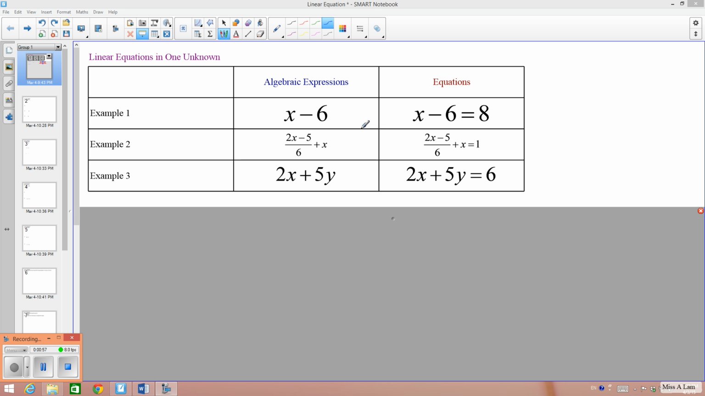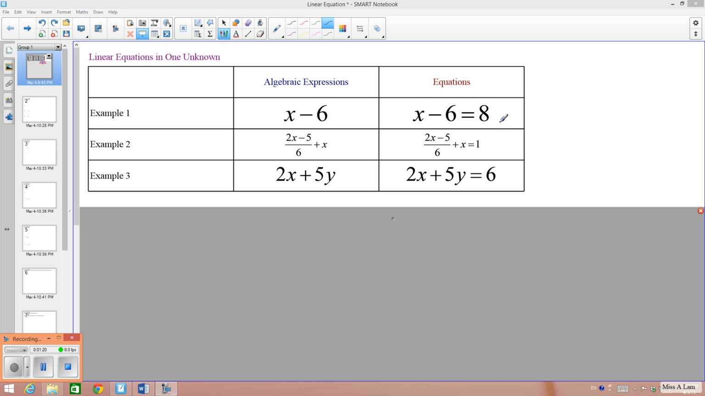Similarly, you can see the other examples. If I have just 2x minus 5 over 6 plus x, this is only an expression. But if we compare it with 1 and say they are equal, then in this case this is an equation.